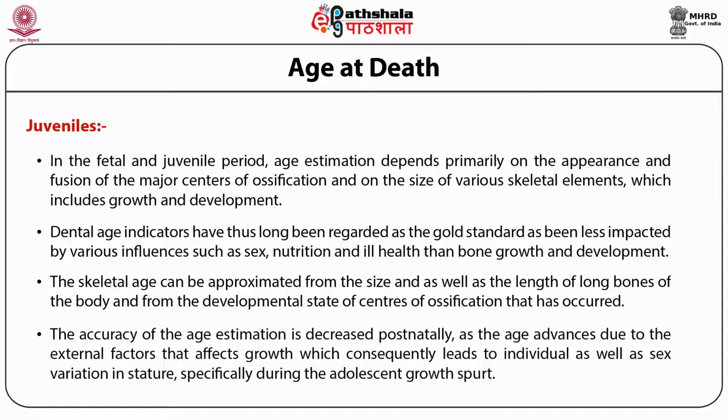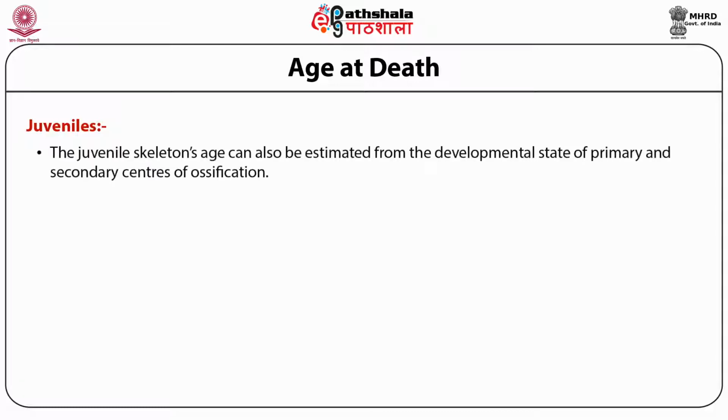The accuracy of age estimation is decreased postnatally as the age advances due to the external factors that affect growth, which consequently leads to individual as well as sex variation in stature, especially during the adolescent growth spurt. The juvenile skeleton's age can also be estimated from the developmental state of primary and secondary centers of ossification.